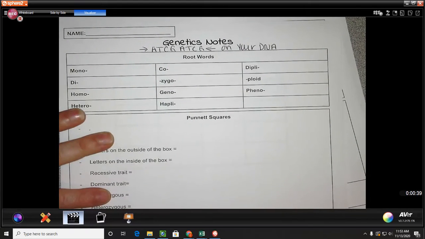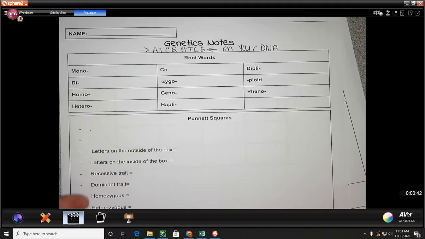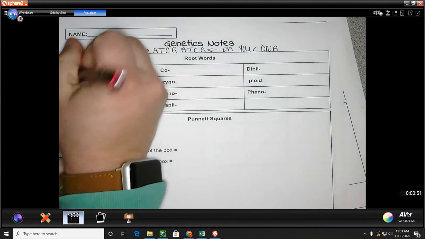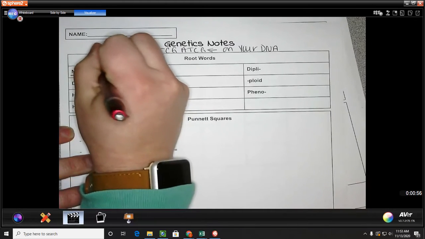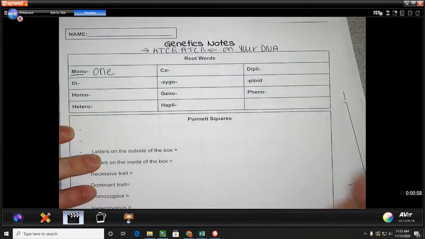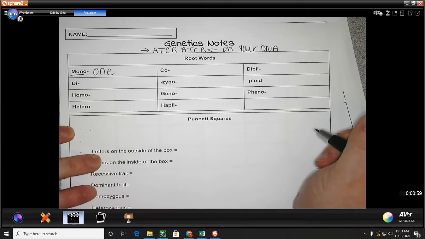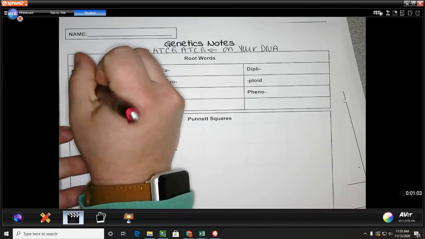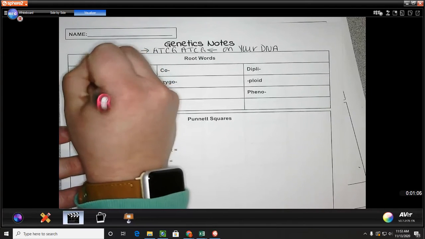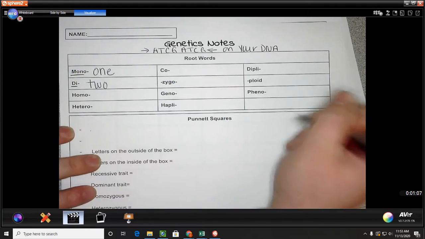So biology is actually Latin. And before we get into the notes, it's really important that we understand these Latin root words because it will help us so much later on. So mono. Mono means one, like monopoly. Di means two, like a dice.